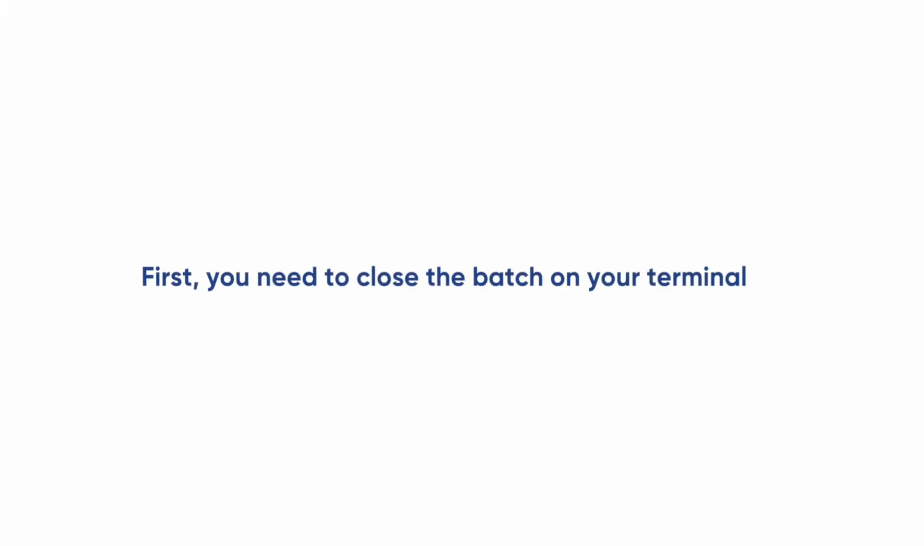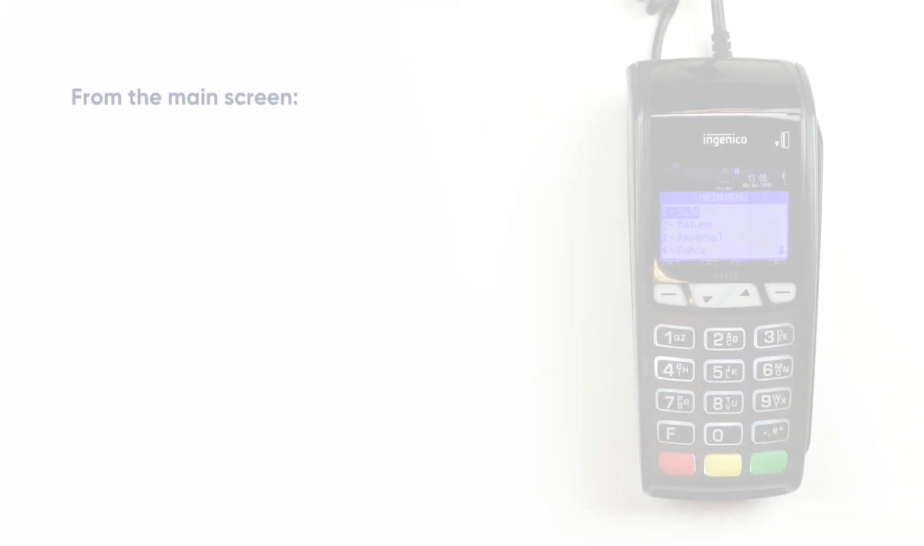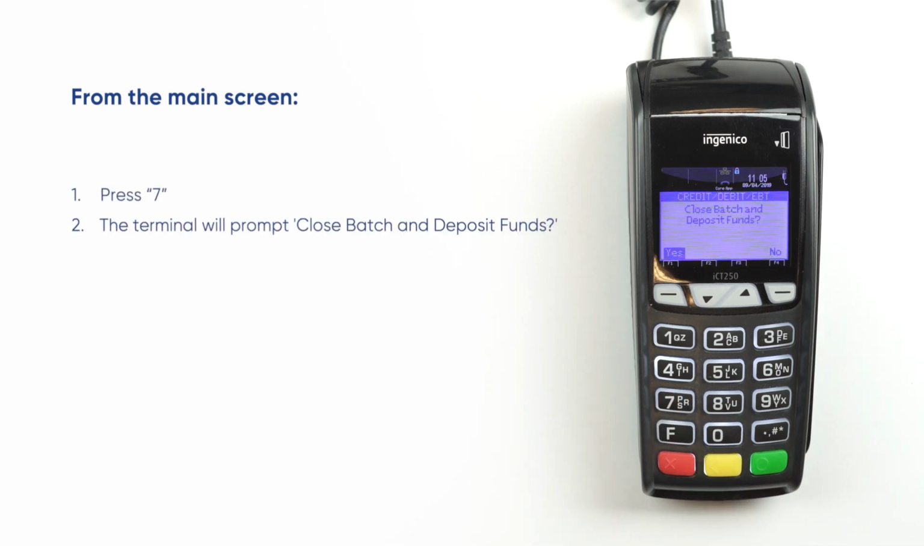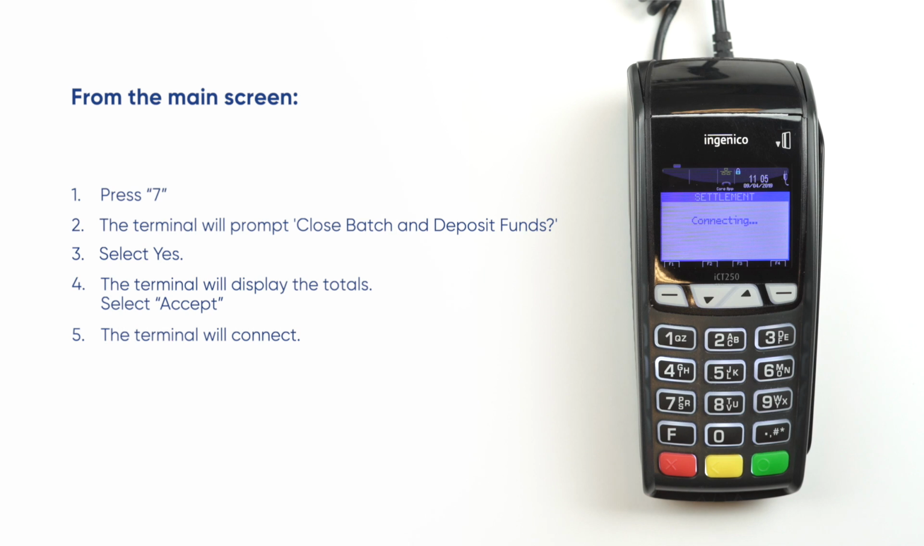First, you need to close the batch on your terminal. From the main screen, press 7. The terminal will prompt Close Batch and Deposit Funds. Select Yes. The terminal will display the totals. Select Accept. The terminal will connect.